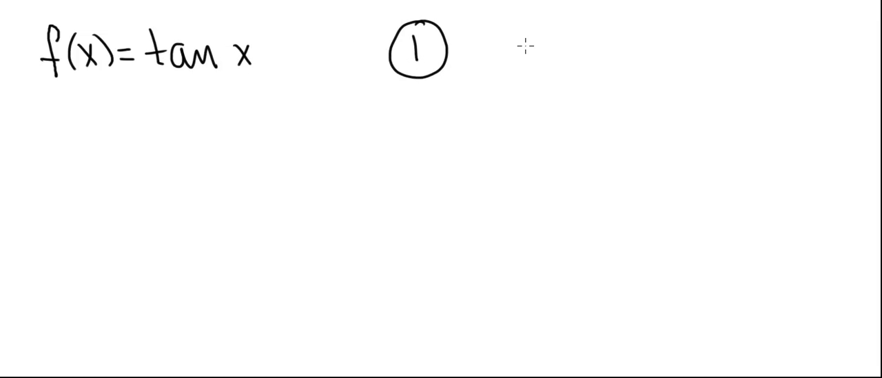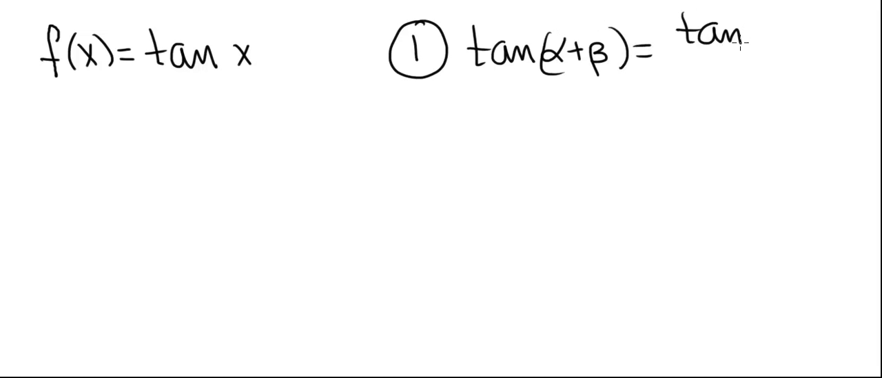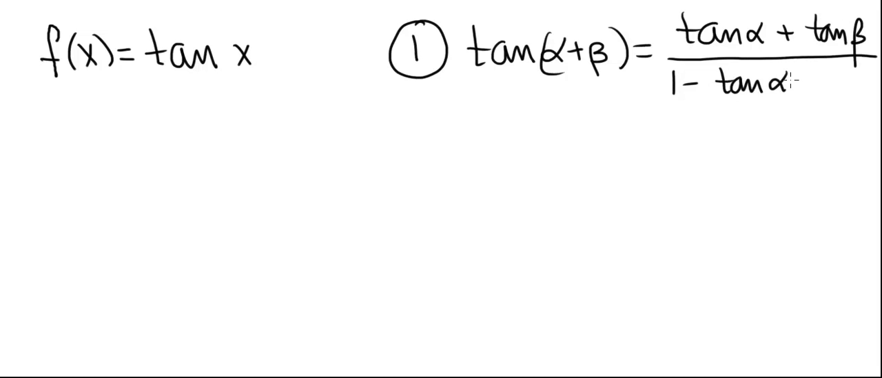We're going to use the definition of the derivative to differentiate f of x equals tangent x. Now to do this, we'll need to use two results. The first one is the trig identity: tangent of alpha plus beta is equal to tangent alpha plus tangent beta, divided by 1 minus tangent alpha times tangent beta.